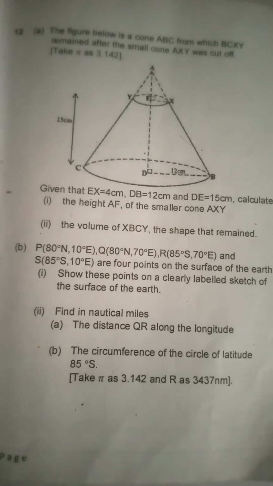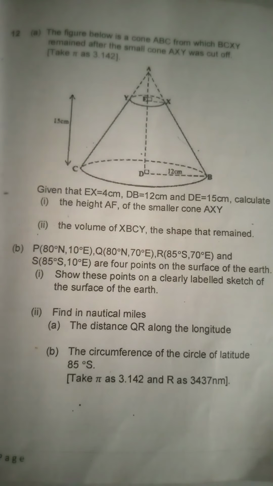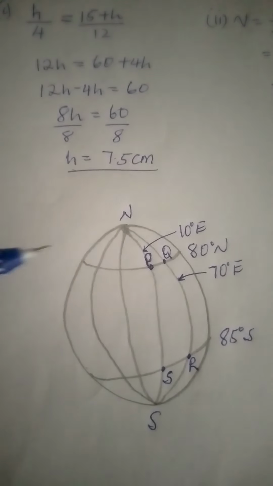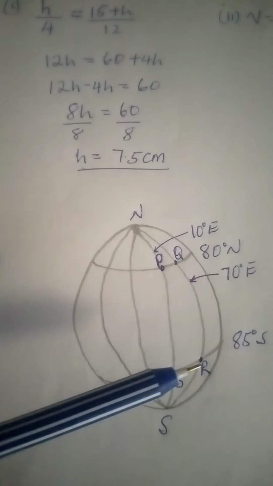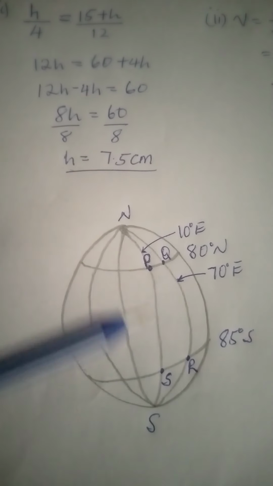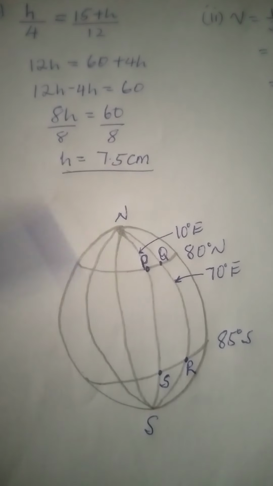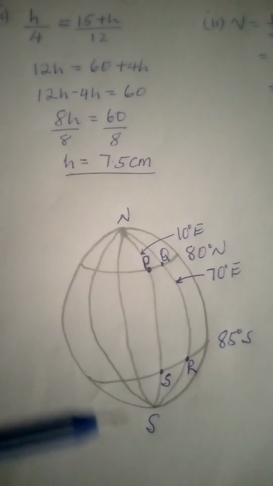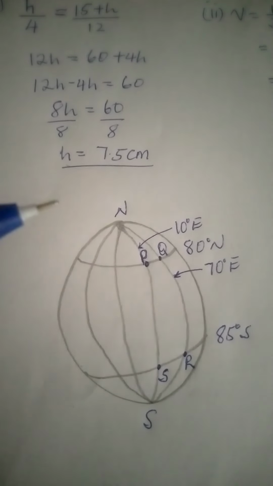Find in nautical miles the distance QR along the longitude. Okay, the distance we have to find is QR along this longitude, which we already know is 70 degrees east. Along this longitude, that's the distance we have to find. So we're going to find the distance of the great circle, 70 degrees east. Let me show you how to find the distance for the great circle.